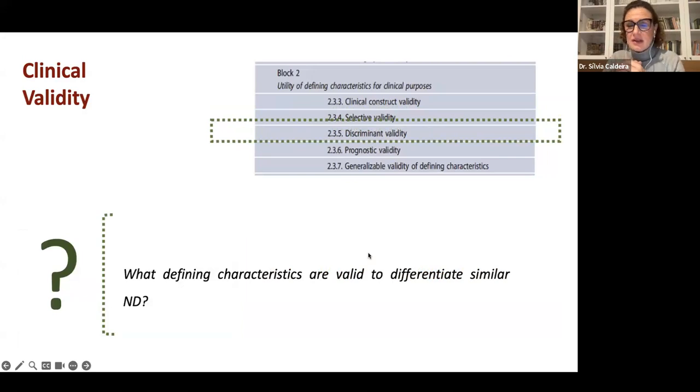Moving forward, we can also ask this question: what defining characteristics are valid to differentiate similar nursing diagnoses? This is quite interesting, because when we look at the taxonomy of NANDA, some nursing diagnoses seem very similar. And we need to think that different nursing diagnoses should be represented by different defining characteristics, different risk factors, different elements. Otherwise, it's not helpful for nurses' clinical reasoning.